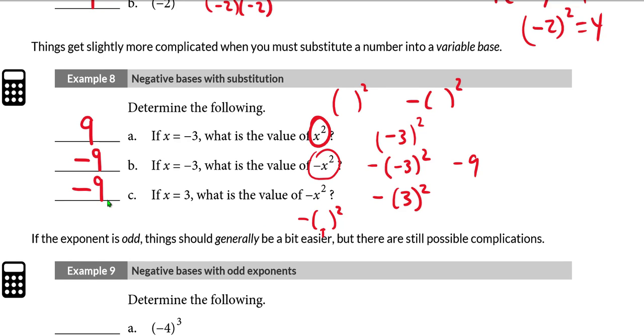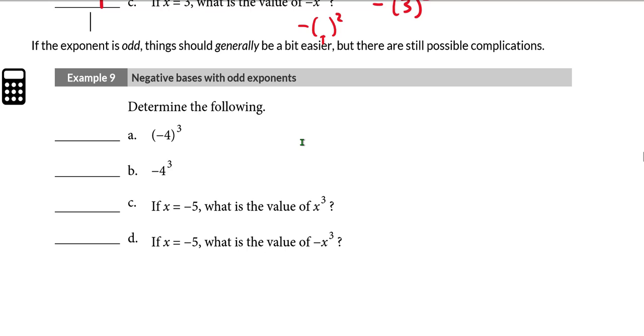If the exponent is odd, generally you're not going to have too many problems. There still can be a couple of areas of possible careless mistakes. So here, what are we doing? We are cubing negative 4. That means we're doing negative 4 times negative 4 times negative 4. Negative times negative becomes positive, but then we've got another negative hanging out here, so we know our final answer is going to be negative.